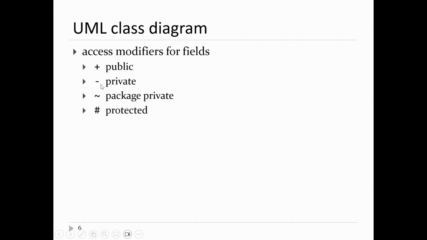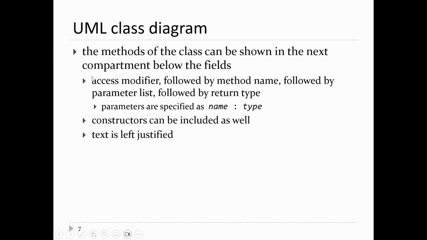For your access modifiers, you use minus for private, you use plus for public. There's the tilde for package private, and there is the hashtag for protected. Don't bother memorizing this. You really only need to know plus and minus. Now, if you want to, you can also put in the methods of the class.